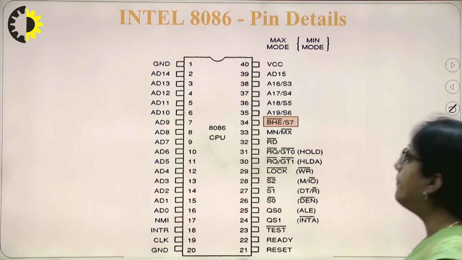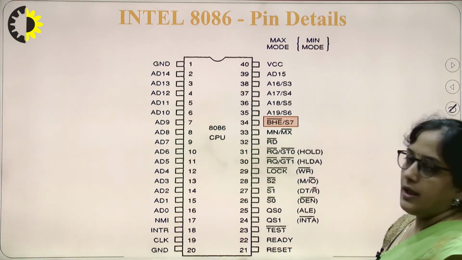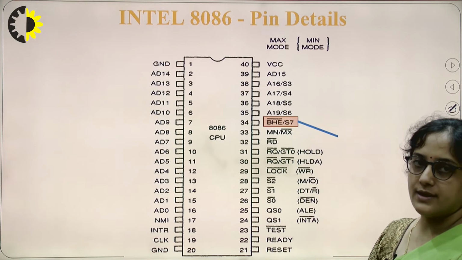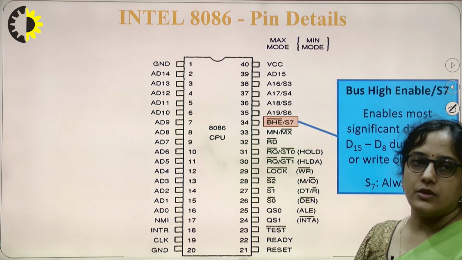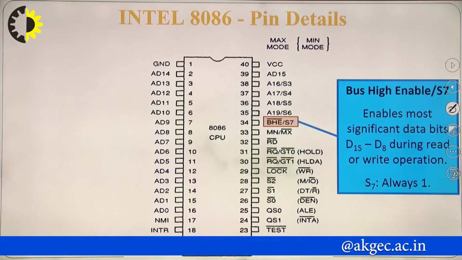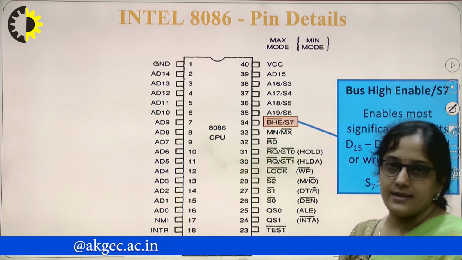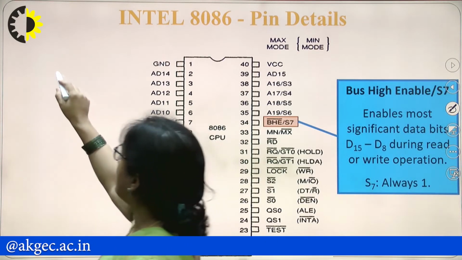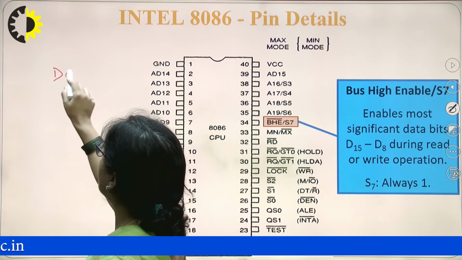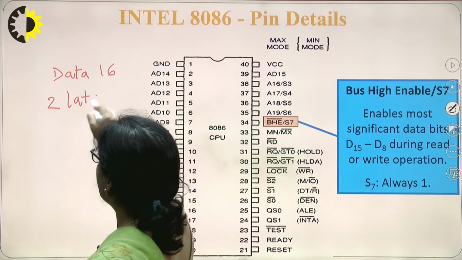Now next, BHE bar and S7. This line is again used for demultiplexing. This is known as bus high enable. When this line is enabled, the most significant data bits, that is D8 to D15, are demultiplexed from the address lines. Our data lines are 16 bits, so we need 2 latches, 8 bits each.